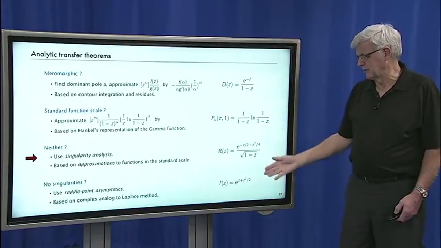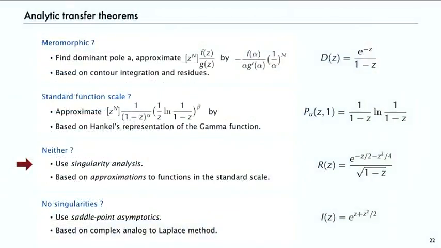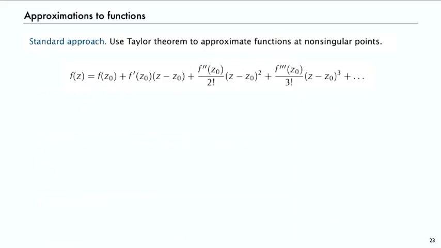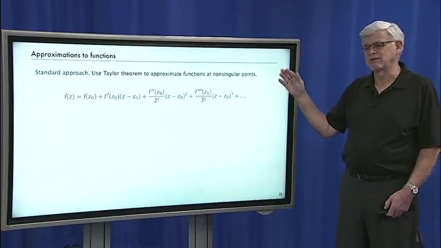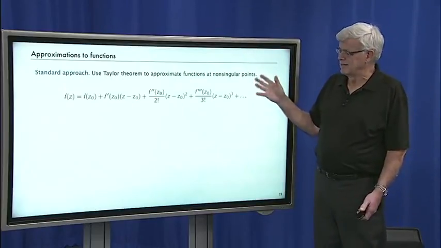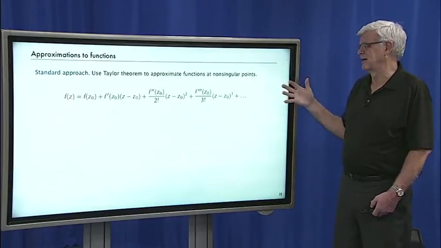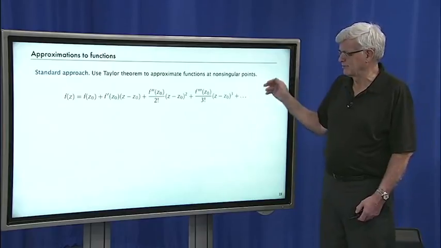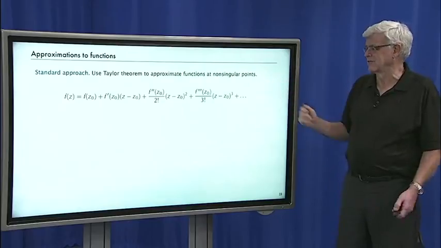And next lecture, by the way, we'll look at what happens when there's no singularities at all. But now we're going to talk about singularity analysis. Just a quick review of one of the keys to singularity analysis: our ability to use Taylor's theorem to approximate functions at points that aren't singular. That's the definition of an analytic function: it's differentiable everywhere. If it's analytic at a point, it's differentiable at the point, and that means you can expand it at the point just using Taylor's theorem.